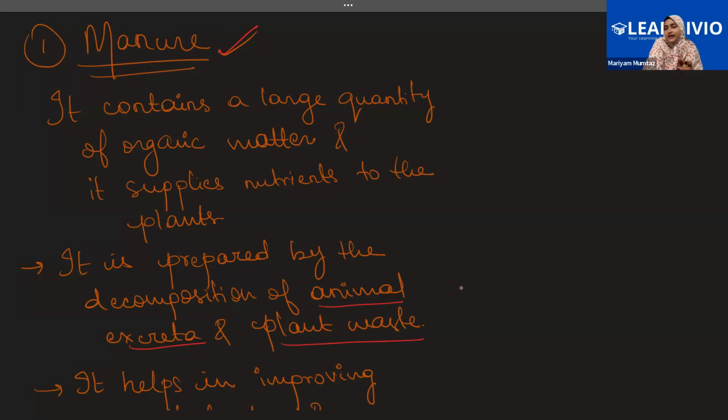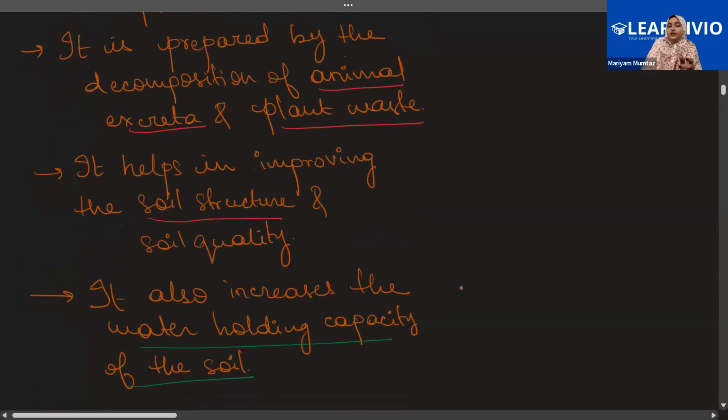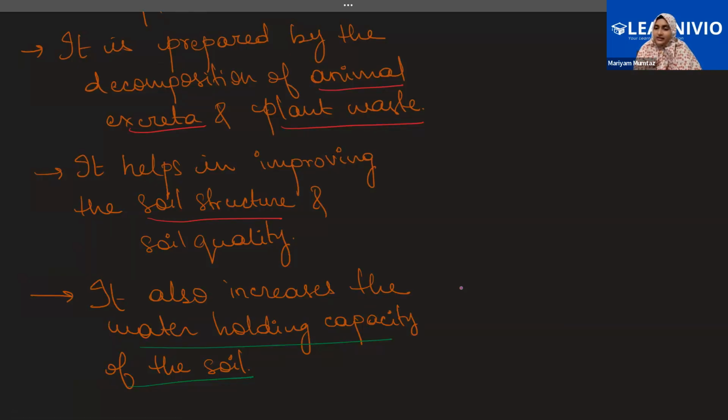Now, how is it prepared? Manure is prepared by the decomposition of animal excreta and plant waste. Once the decomposition process of these two has started, then after many weeks and many months, the manure will be formed.